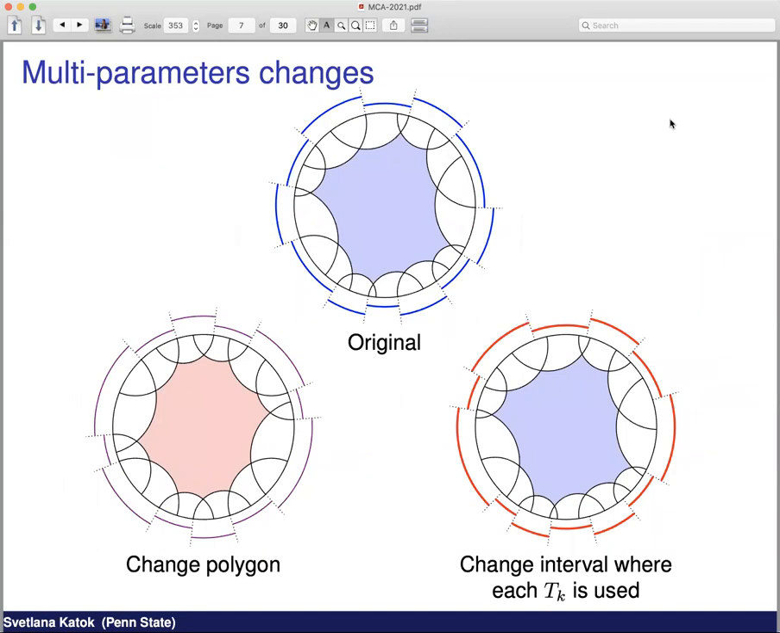Okay, so now this is a multi-parameter change. Suppose you start with the original polygon. As I said, it doesn't have to be regular. And then if you move in the Teichmüller space, then you change the polygon. But you also can change the partition. So there are 2 ways you can make a change. All right, and so just keep this in mind. When we talk about flexibility and rigidity, we are going to talk about these changes, change in the Teichmüller space, and also change of the parameter.